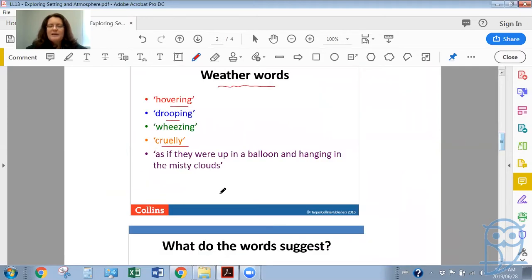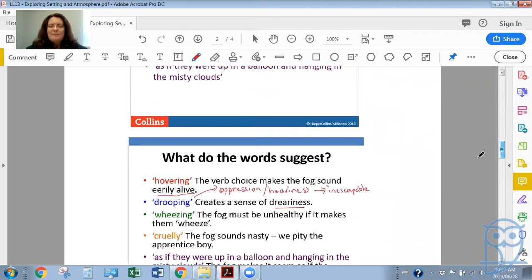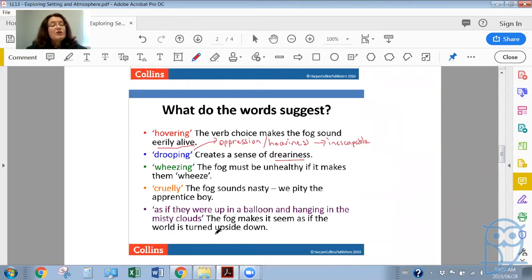And then that idea of the simile. The fog makes it seem as if the world is turned upside down. Yes, because instead of being on the bridge, on the ground, looking out, they feel as if they're up in the air, looking down. So everything is turned upside down. You could say it's slightly chaotic. It's unusual. It goes against the norm. Things are not as they should be. Okay. Although you could argue that for November, that's probably just how they should be in the Northern Hemisphere.